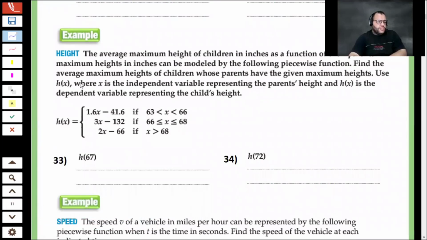We have a function that's called a piecewise function. For this function, we have h of x equals 1.6 minus 41.6, where x is greater than 63 and smaller than 66. And 3x minus 132, where x is greater than 66 and smaller than 68. And 2x minus 66, where x is greater than 68. We need to find h of 67.